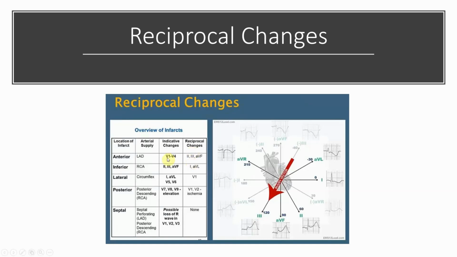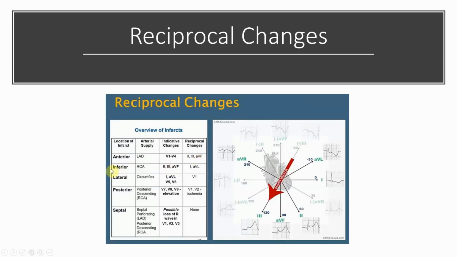Now, in the anterior leads, it says that reciprocal changes are in 2, 3, and AVF, but the interesting thing about the anterior leads is that sometimes you can have a STEMI or ST elevation in the anterior leads without having any reciprocal changes in the inferior leads.